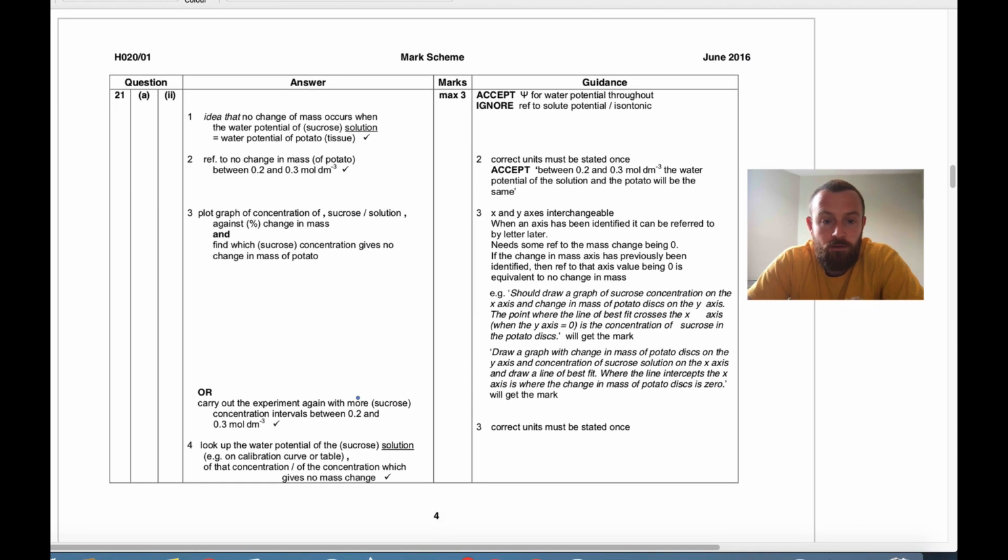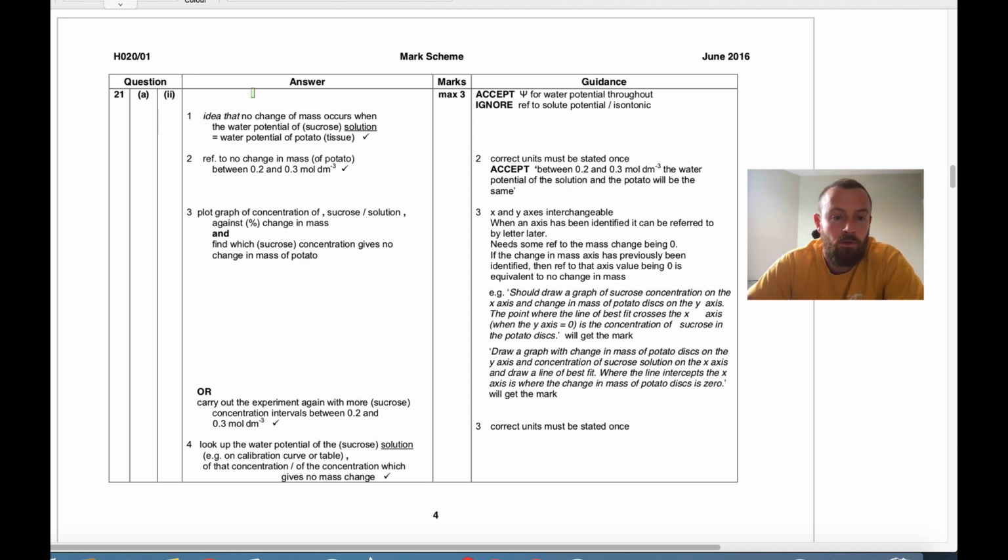Here it is. So we're looking for the idea that there's no change of mass. You want to say that it's between the 0.2 and 0.3 figures. That's where it goes from positive to negative. And then you get marks for saying plot the graph. And you have to be specific here. Plot graph of concentration of sucrose solution against percentage change in mass, and then find which sucrose concentration gives no change in mass of the potato when it crosses the axis.